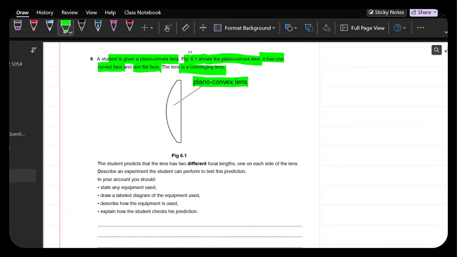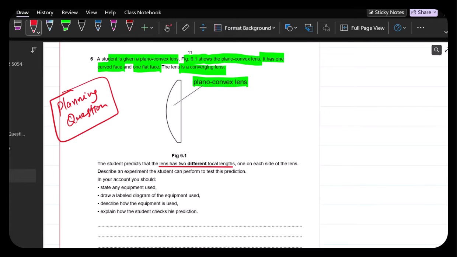So it is a planning question, by the way. Remember, a planning question will be given to you in the exam, and mostly this will be the last question. Always it is the last question, and it is only one question in the paper. So the student predicts that the lens has two different focal lengths, one on each side of the lens. Means if the lens is used from this side, the focal length will be different. If the lens is used from the other side, the focal length will be different.